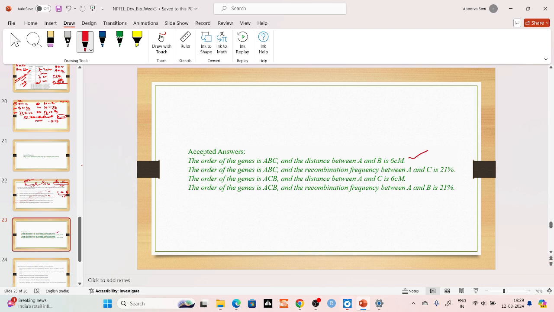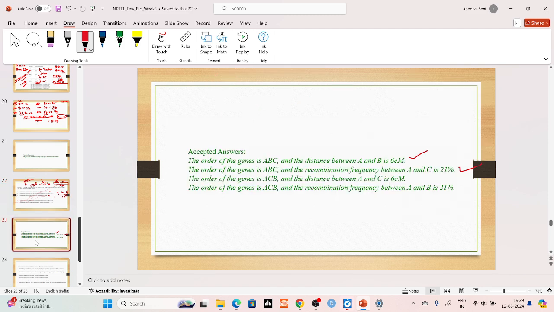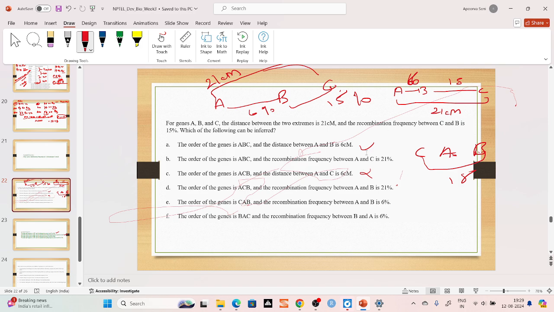This is what we have said, it is correct. The order of the gene is ABC and the recombination frequency between A and C is 21%. This also we said correctly only. We said this option is incorrect. They are saying the order of the gene is ACB and the distance between A and C is 6 centimorgan. Let us again see this statement, why I chose it as incorrect.